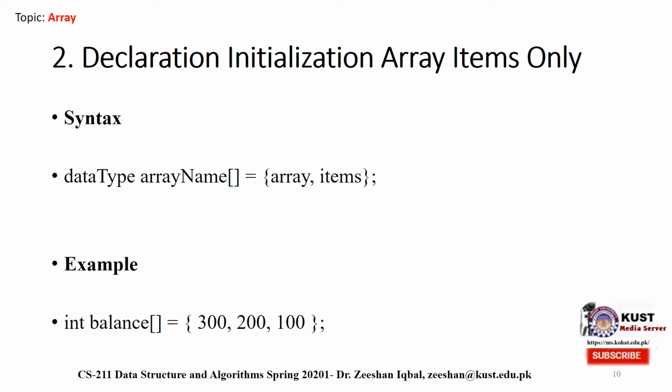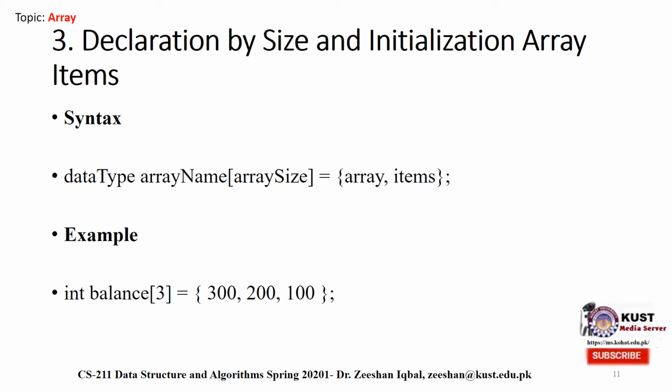The second method of creating an array is referred to as declaration with initialization of array items only. Syntax includes the data type, the array name, and we have to provide the array items in curly brackets after the array name. For example, we can write int balance[] = {300, 200, 100}. This will create an array of size 3 with 300 as the first value, 200 as the second value and 100 as the third value.